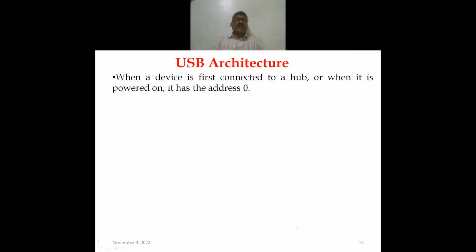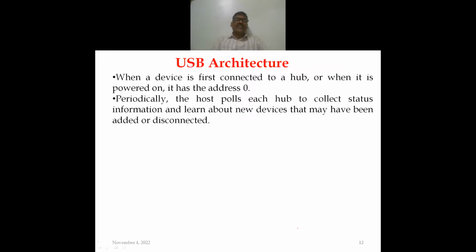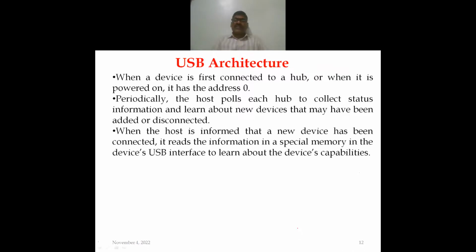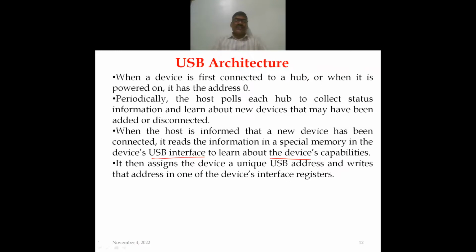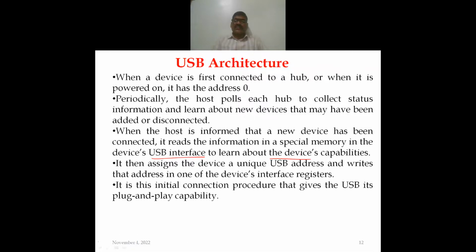When a device is first connected to a hub, or when it is powered on, it has the address 0. Periodically the host polls each hub to collect status information and learns about new devices that may have been added or disconnected. When the host is informed that a new device has been connected, it reads the information in a special memory in the device's USB interface to learn about the device's capabilities. It then assigns the device a unique USB address and writes that address in the device interface registers. It is this initial connection procedure that gives the USB its plug and play capability.